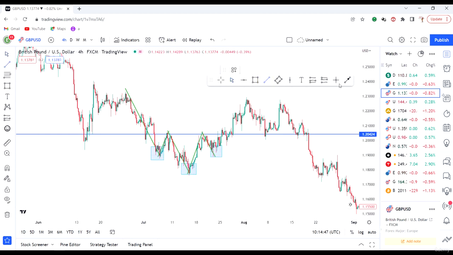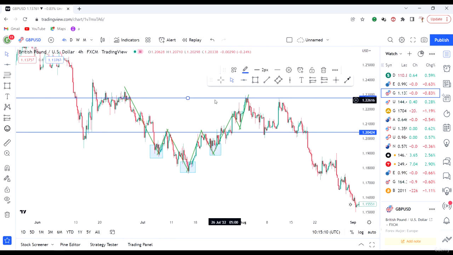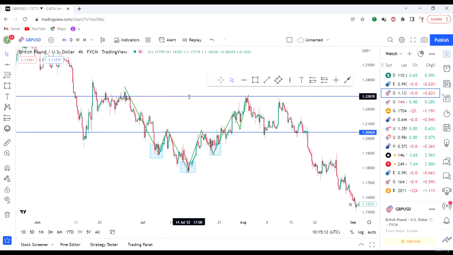Now it then comes up to break this level. It came up and broke this level. Okay. Now, good enough for us, it came and retested the level at this point. Now we then buy, and you can see that we were able to get this much of a profit.